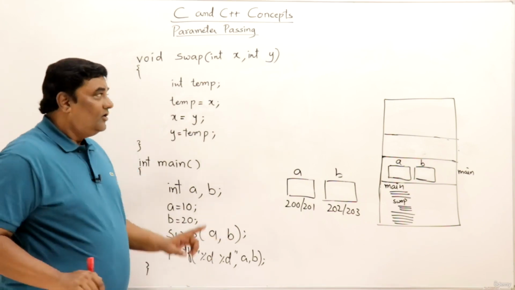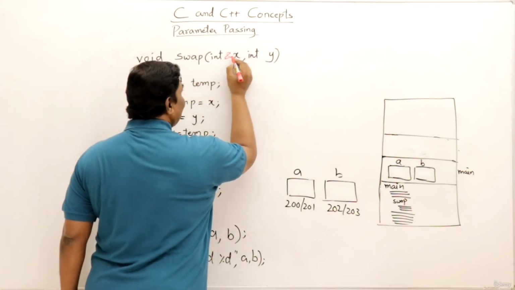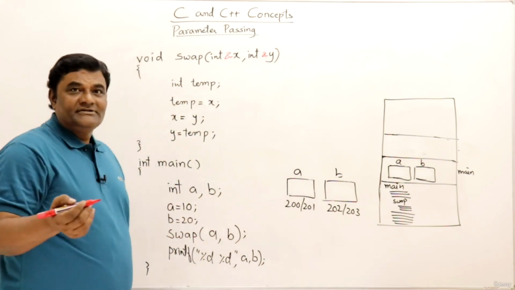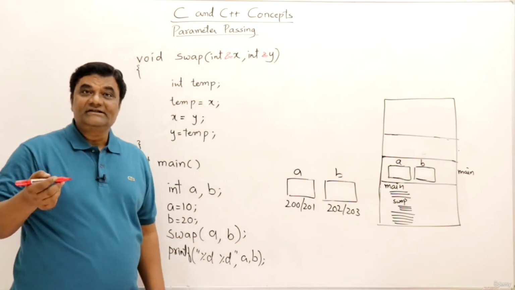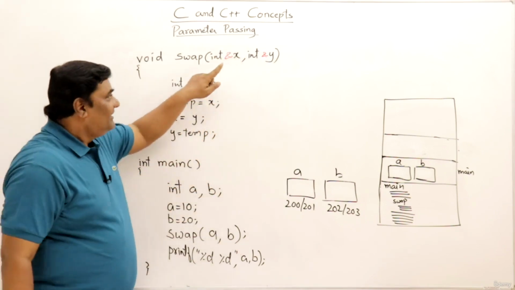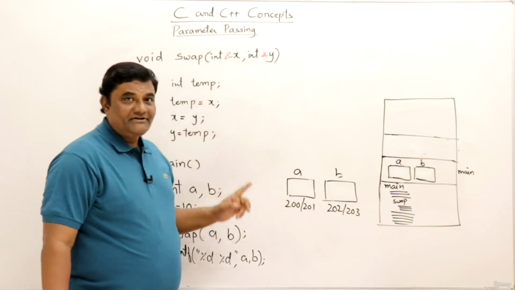Same as call by value. Only in the parameters, just before a parameter name, variable name, write ampersand. So simple syntax. Syntax is very simple. Just write ampersand there. Those are references. This is a reference to A, this is a reference to B. Y is a reference to B.